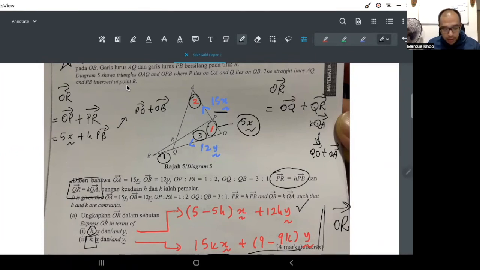Macam ini. Kan? The whole thing is 12y. Tapi ini 3 parts and ini 1 part. So this 1 part is how much? 4 parts is 12. So 1 part is 3 lah. So this is 3y. And this OQ is 9y.